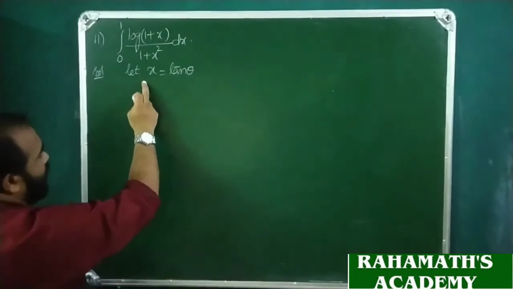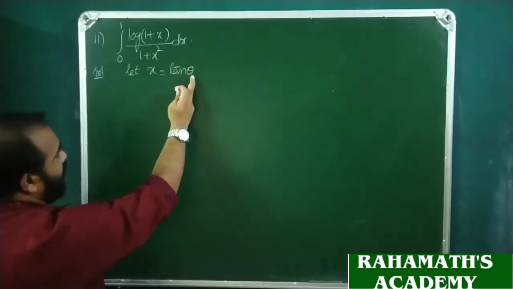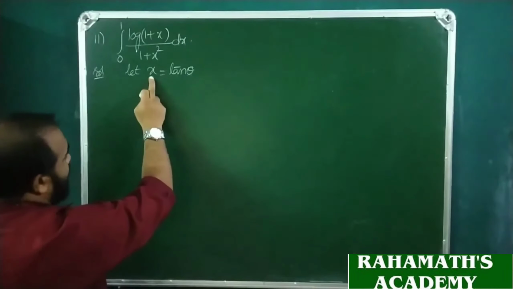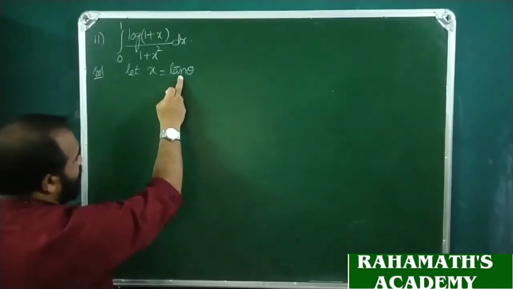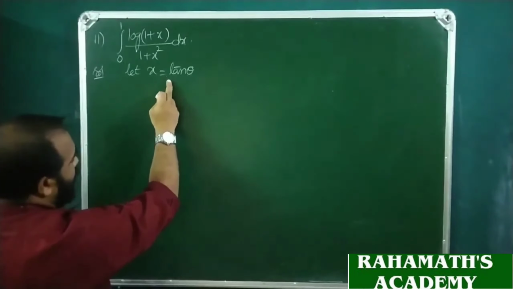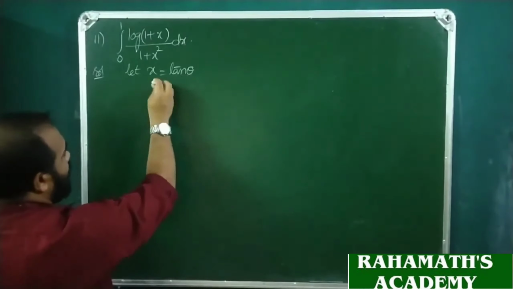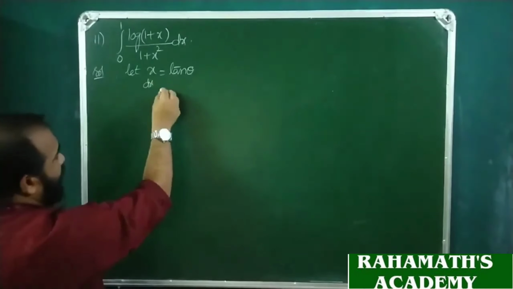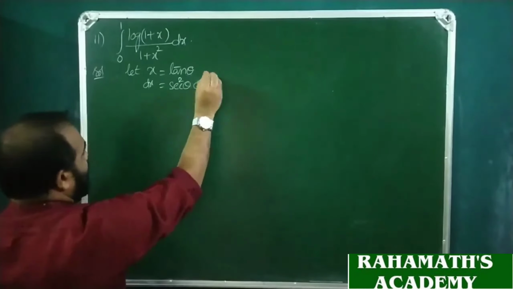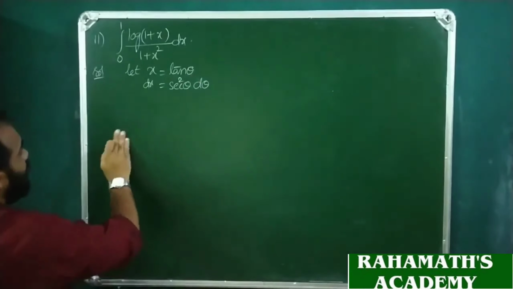If x equals tan theta, differentiating with respect to theta, because x is a function of theta. So x depends on theta. d by d theta of x is equal to d by d theta of tan theta. So dx equals secant square theta d theta.